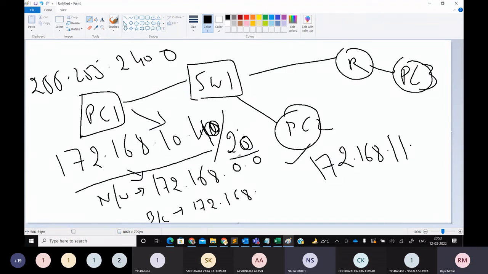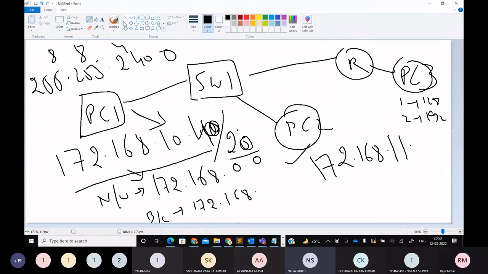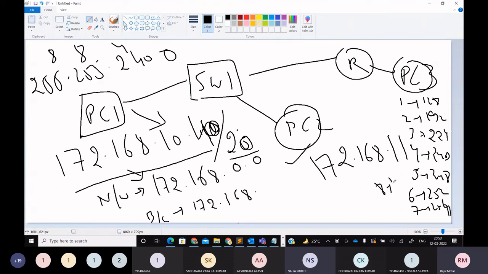See, this is 20, right? 8, 8, 4. You should remember it this way. 1 is 128, 2 is 192, 3 is 224, 4 is 240, 5 is 248, 6 is 252, 7 is 254, and 8 is 255, right?